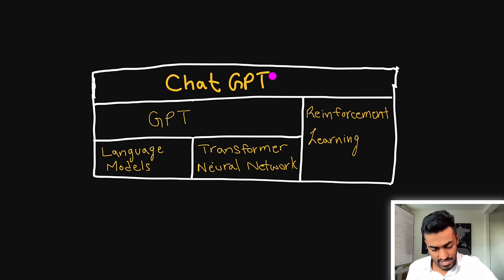To understand ChatGPT, we kind of need to understand some more fundamental concepts. So ChatGPT is built on top of GPT as well as the entire paradigm of reinforcement learning. And the GPT models themselves are essentially language models, and they are also built on top of transformer neural networks. So let's take a look at each individually.